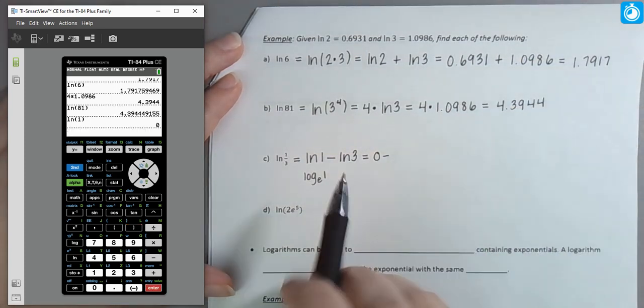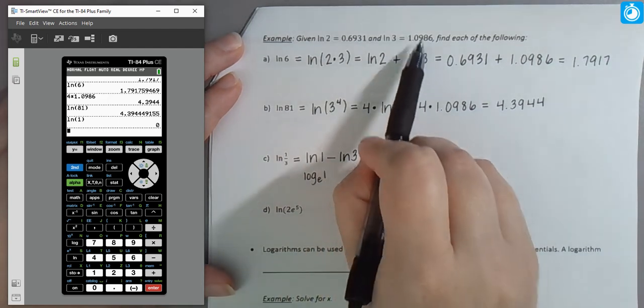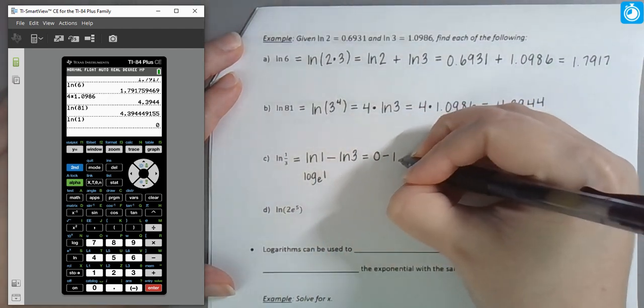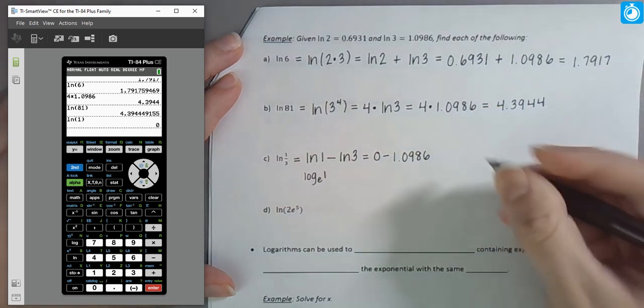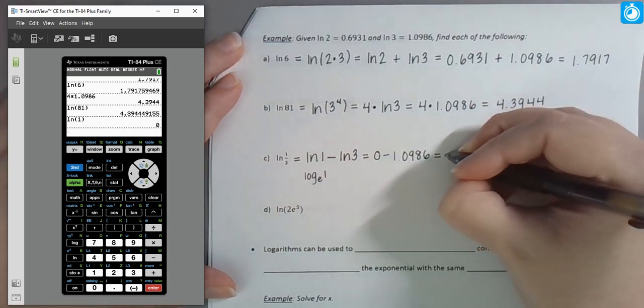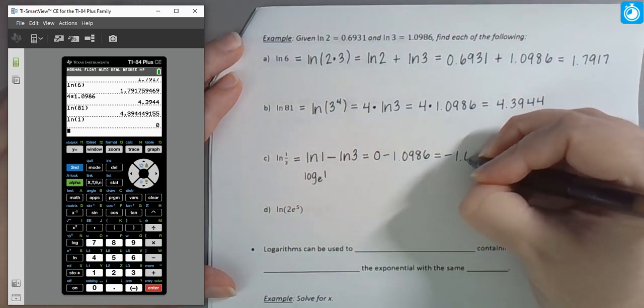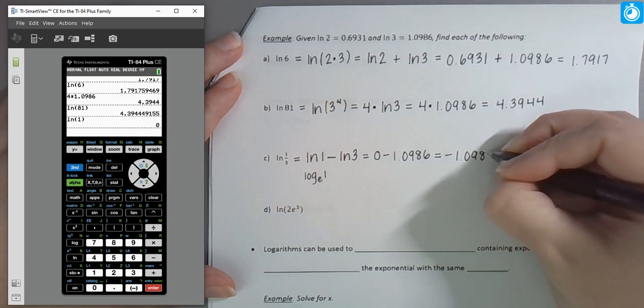So 0 minus the natural log of 3, which is 1.0986. And so 0 minus that value is just going to make that value negative. So 1.0986, just negative.